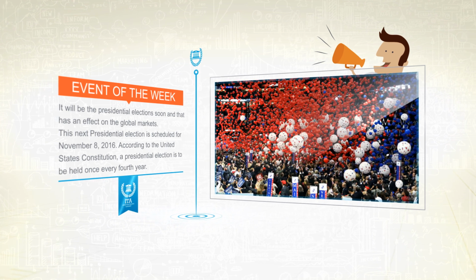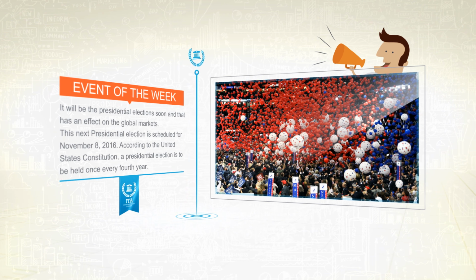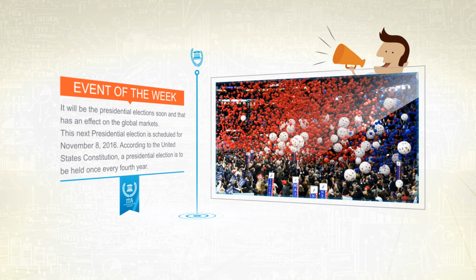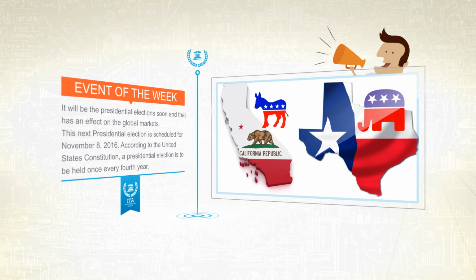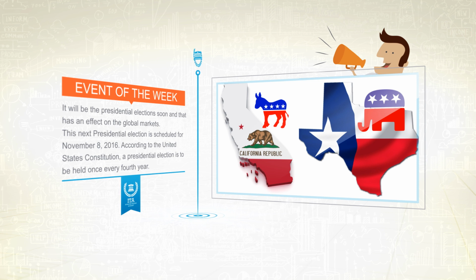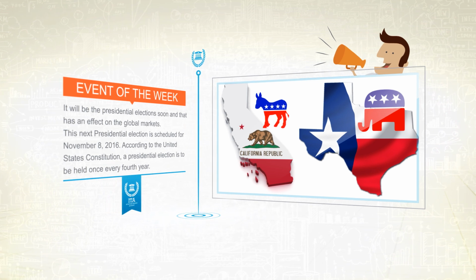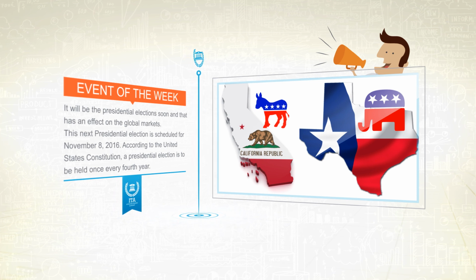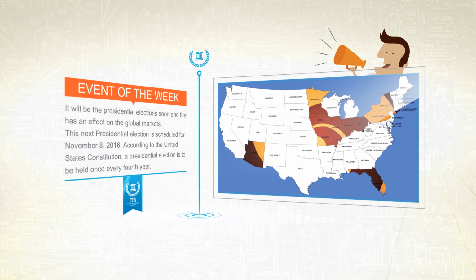The conventions are extravaganzas, full of pageantry and showmanship. They serve to help jumpstart the general election campaign for the presidential candidates. The vast majority of America's states are considered solidly committed to one party. For example, California is unfailingly Democrat, while Texas always goes Republican. But others, like Florida, Ohio, and Iowa, are open to persuasion.